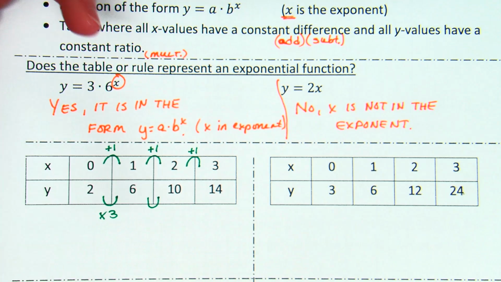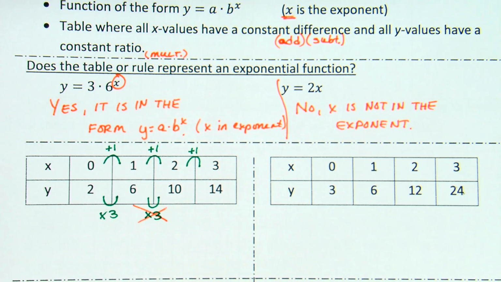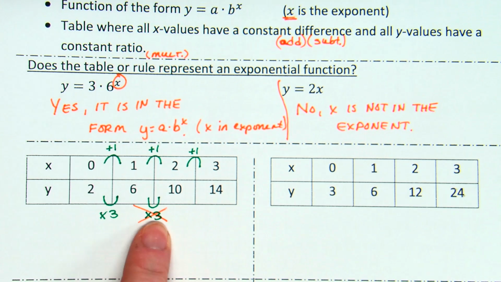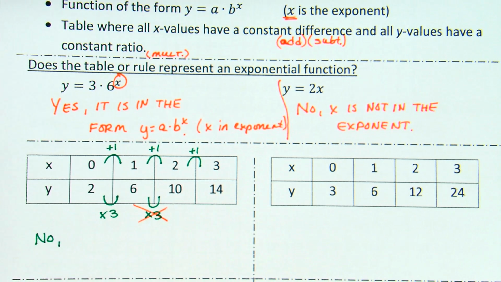So here's the deal. Is it multiplying by 3? No, it is not multiplying by 3. That's the key. It's not multiplying. If you can identify the first one's multiplying by 3, all you have to be able to identify is, does the next one multiply by 3? And it does not. So what do I know now? No, it is not exponential. It is not an exponential function. And my reasoning, the Y values do not have a constant ratio.